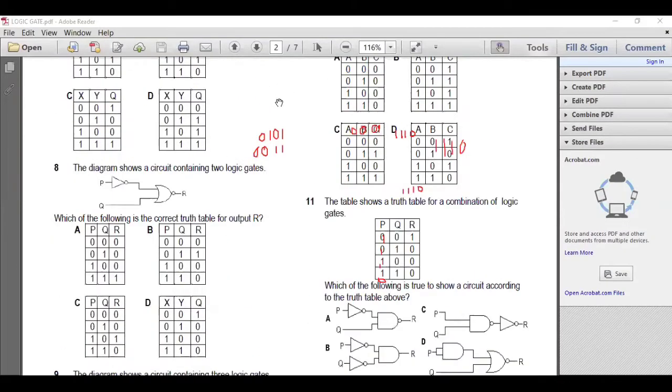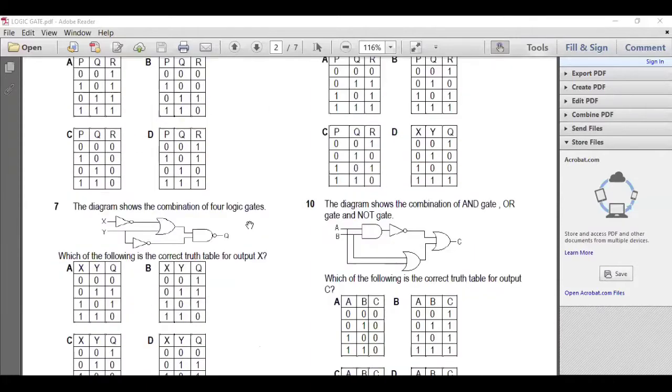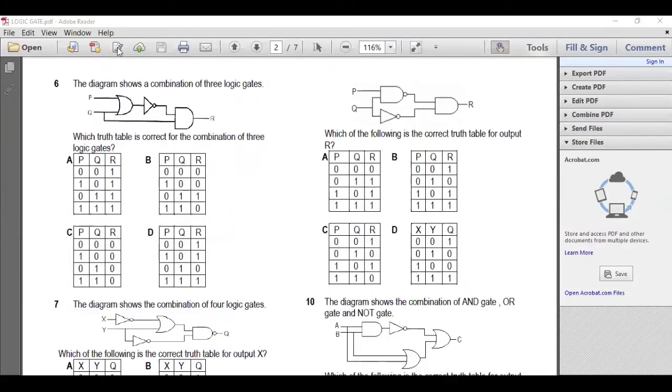Okay, let's see. We look at number 9. The diagram shows a circuit containing 3 logic gates. This is the question I'm talking about, and the others are similar. Now, which of the following is correct? This is your objective question. If you look at the answers A, B, C, D, all the order of P, Q is the same: 0, 0, 1, 1, 0, 1, 1.